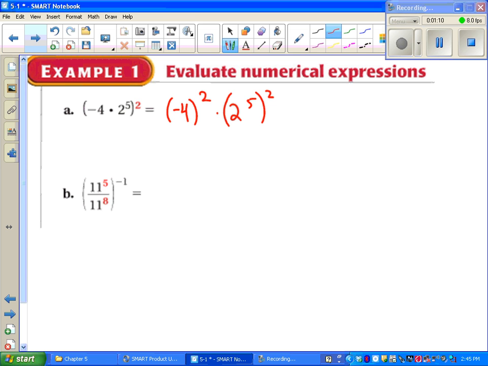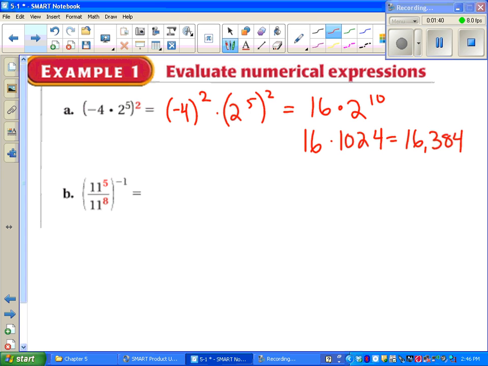We can keep simplifying that. We know negative 4 to the second means negative 4 squared, which is 16. And we also know that if we have 2 to the fifth raised to the second power, we multiply the exponents. Again, that's another property we saw on that previous page. We get 2 to the 10th. We can figure out what 2 to the 10th is next. Happens to be 1024. Multiply those together. You end up with 16,384.